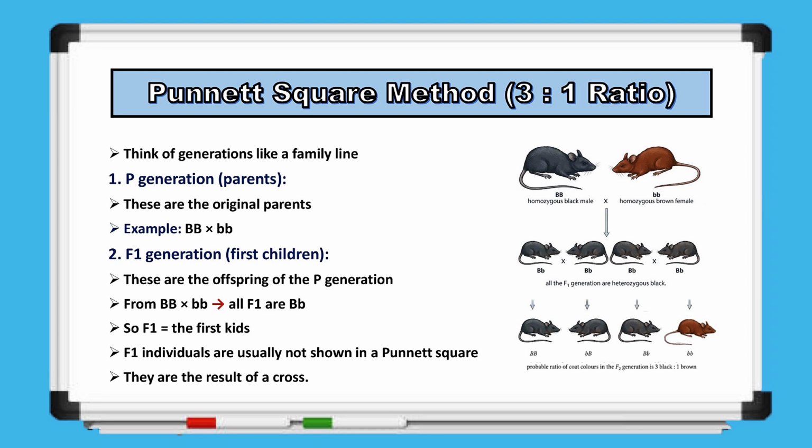So, when a homozygous black male is crossed with a homozygous brown female, all the F1 offspring are capital B and small b, meaning all appear black because the dominant allele is expressed. When these F1 individuals are later crossed with each other, the probable ratio of coat color in the next generation becomes 3 black to 1 brown.